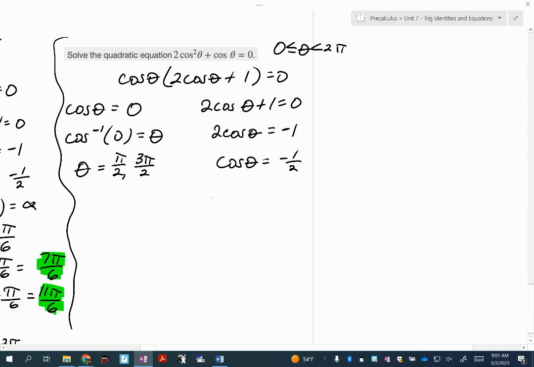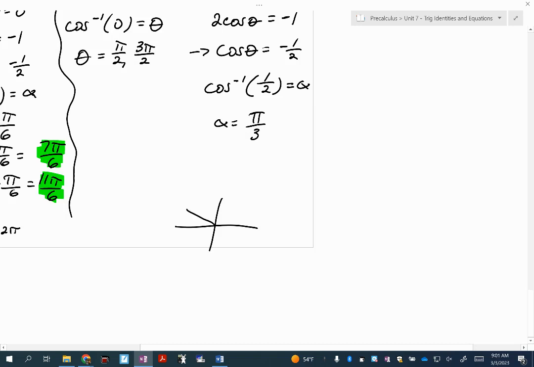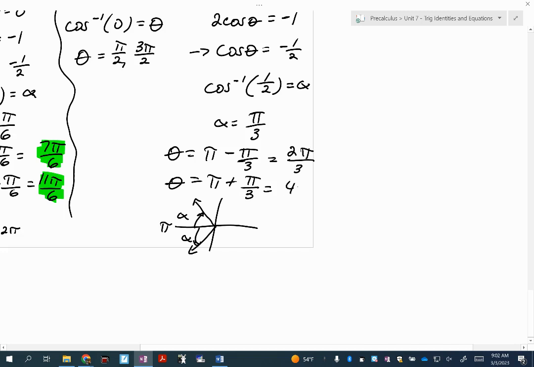All right, so here we go. Cosine to the negative first power of 1/2 equals our reference angle. So this is going to be pi over 3. And I'm looking to see where cosine is negative. Cosine is negative in the second quadrant and in the third quadrant. That's going to be pi minus the reference angle and pi plus the reference angle for my two thetas. So pi minus pi over 3, and then my last one is pi plus pi over 3. So that's going to be 2 pi over 3 and 4 pi over 3.